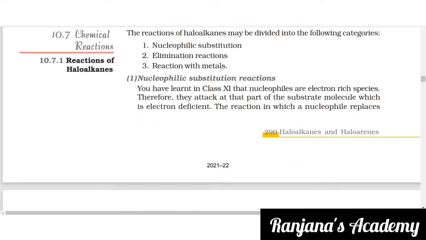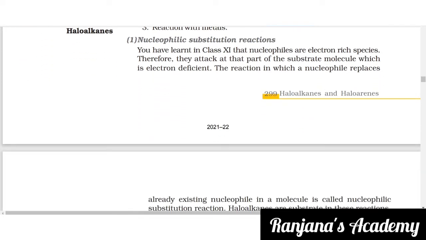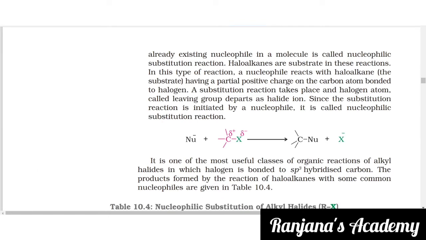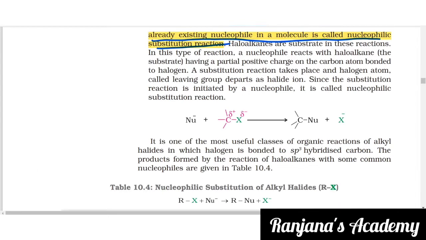First, let us see what is a nucleophilic substitution reaction. You have learned in class 11 that nucleophiles are electron-rich species. So who are nucleophiles? They are electron-rich species. Therefore, they attack at the part of the substrate molecule which is electron deficient. So, if there is a site which is electron deficient, these are rich people, right? They'll go there and they'll act. So, the reaction in which a nucleophile replaces an already existing nucleophile in a molecule is called nucleophilic substitution reaction.